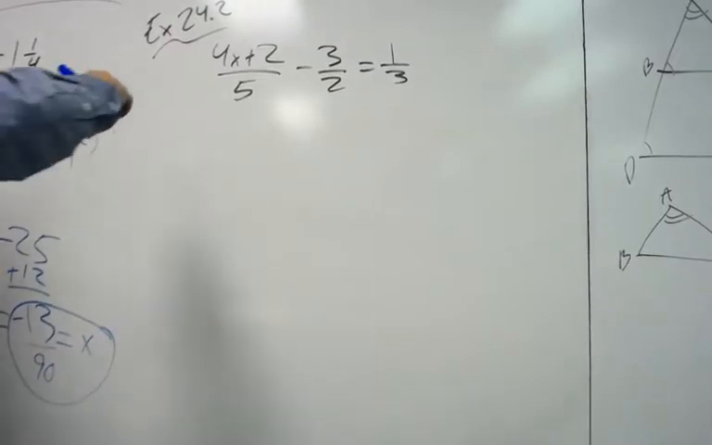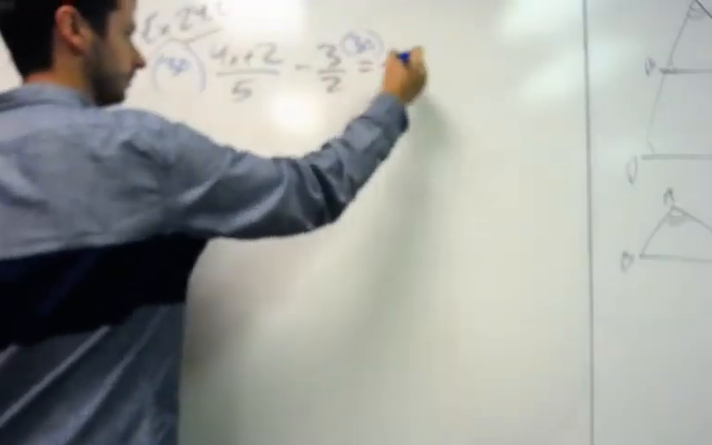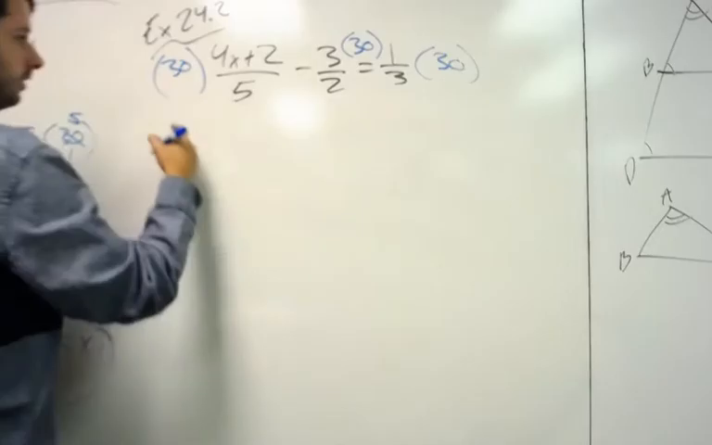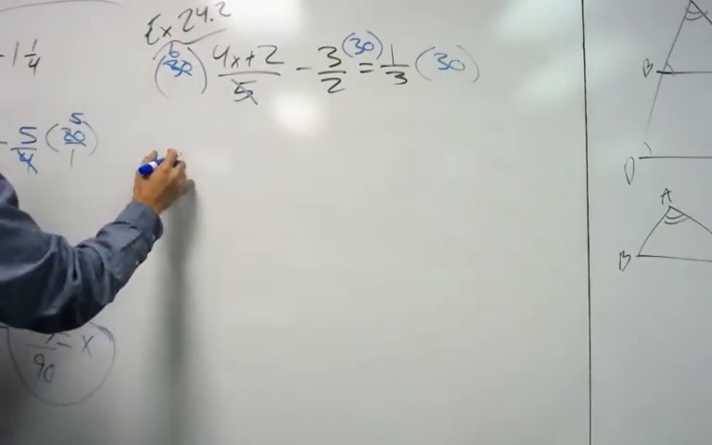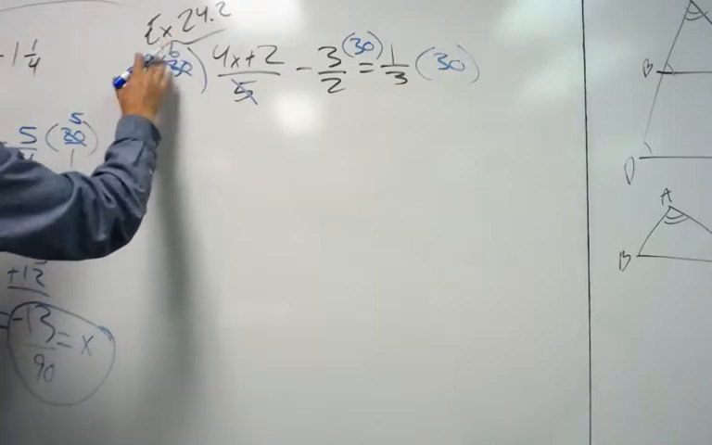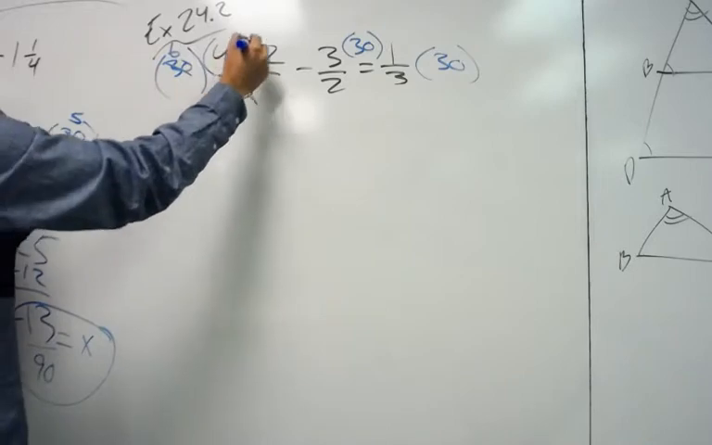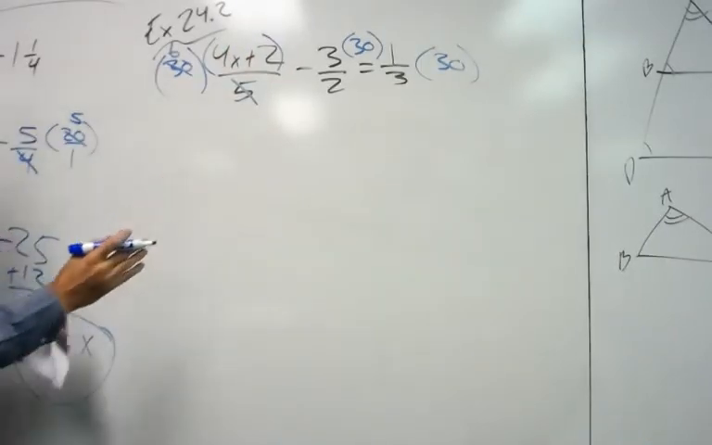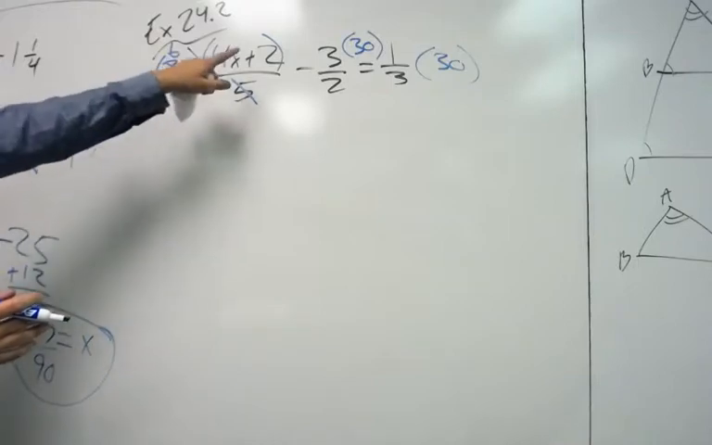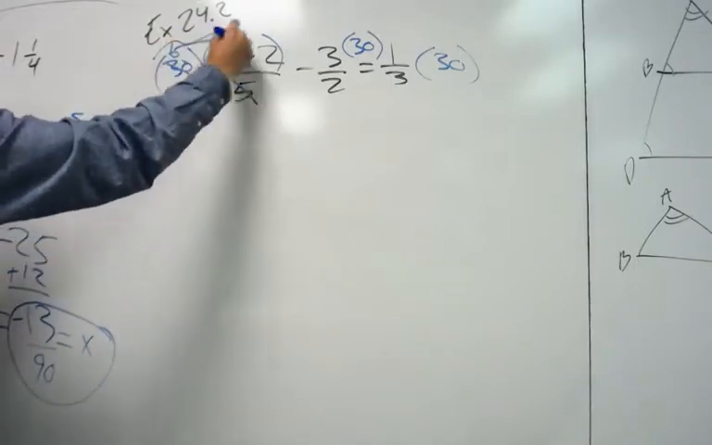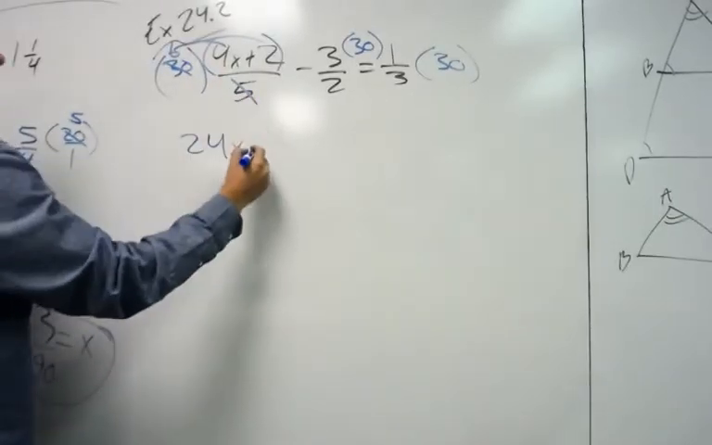So we multiply everything by 30 so that we can cancel. 5 goes into 30 6 times. Now, we'll go ahead and do this part. What you have to do here is put the 4x plus 2 in parentheses because we're actually going to multiply the 6 times the 4x and the 2. So we're going to distribute. 6 times 4x, 24x. 6 times 2, 12.